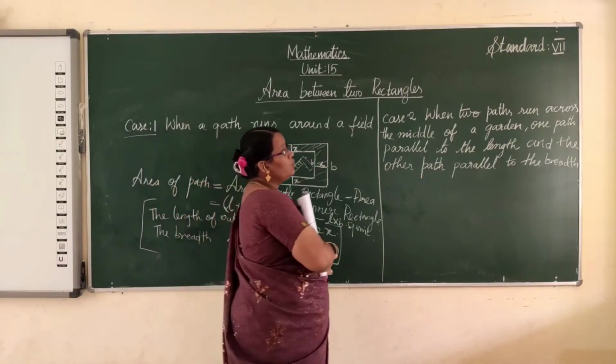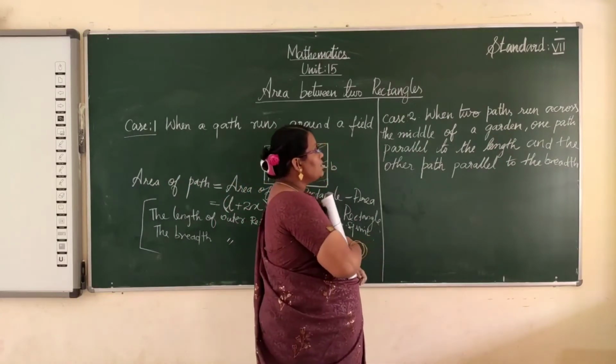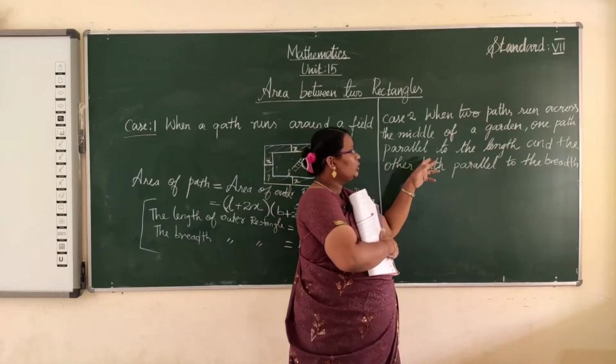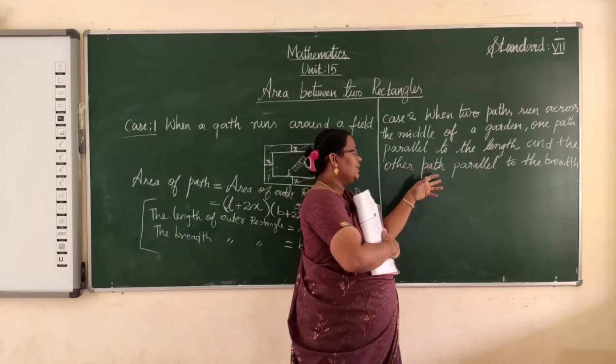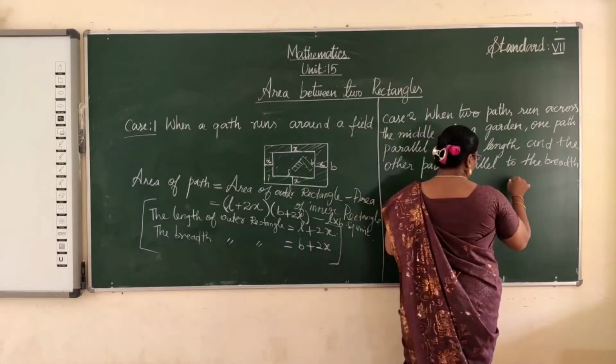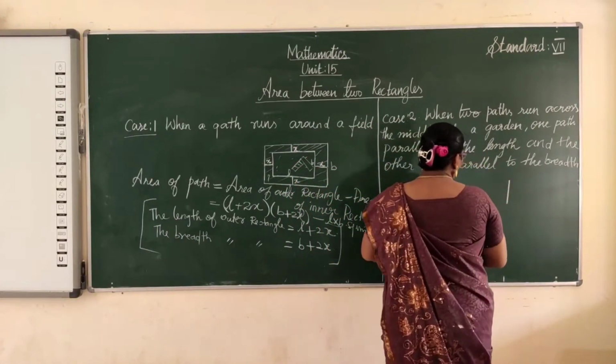Next case, when two paths run across the middle of the garden, one path parallel to the length and the other path parallel to the breadth. You would have seen this too, in parks they build it like that.